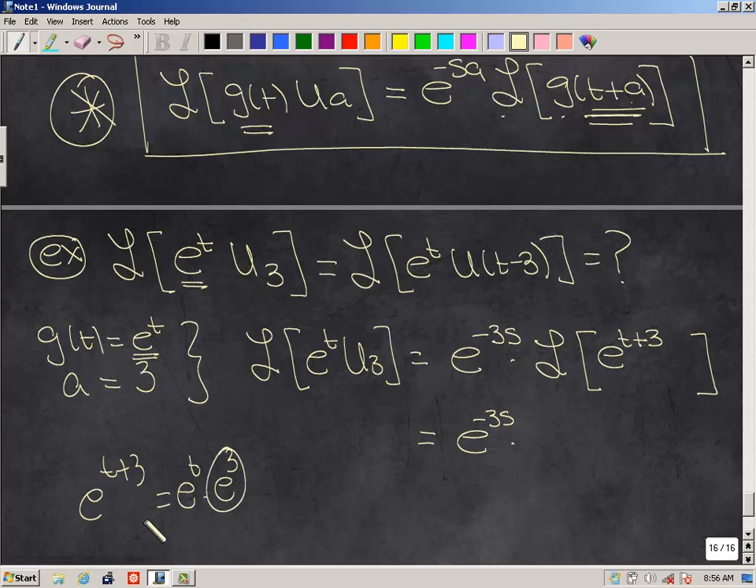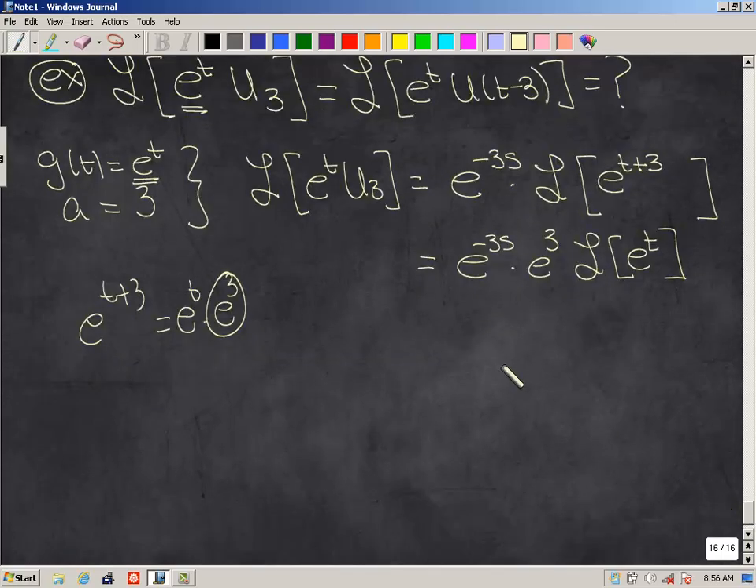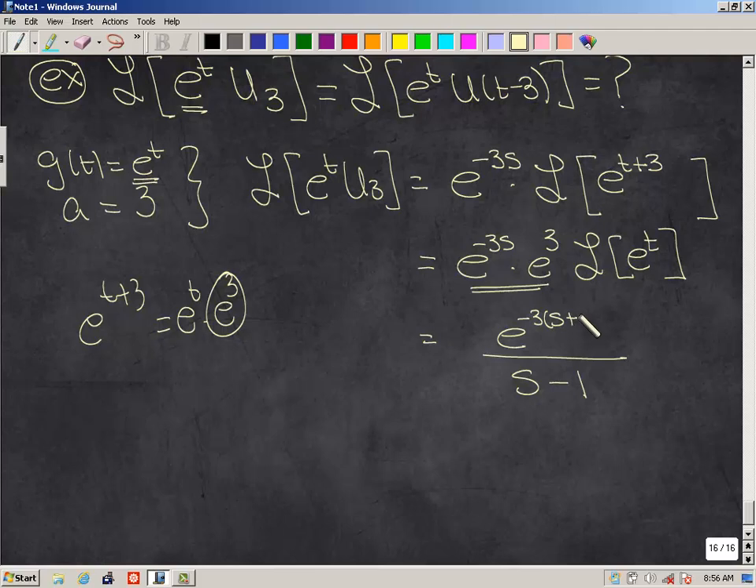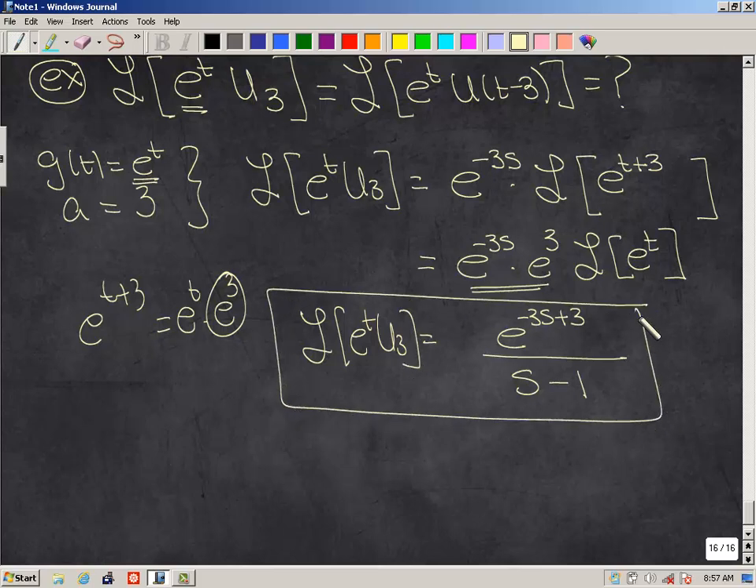This is a constant, so we can pull it out. And we are left with just the Laplace of e to the t. You should know the Laplace of e to the t. It's 1 over s minus 1, because a is 1 here. And these I can combine, add the exponents, so we get e to the minus 3s plus 3 over s minus 1. So that is the Laplace of this function. We did that translation there.